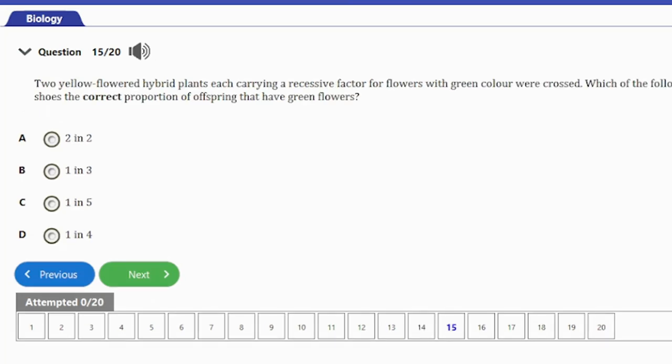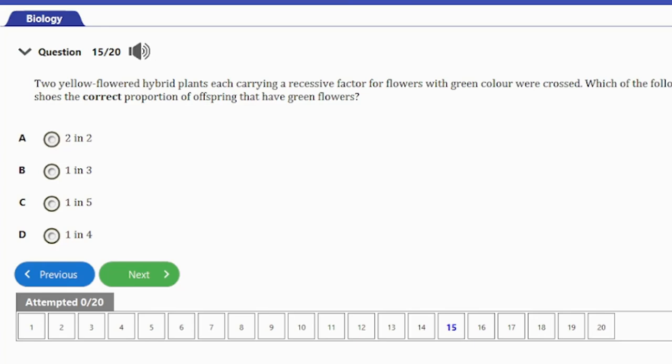Question number 15. It says two yellow flowered hybrid plants, each carrying a recessive factor for flowers with green color, were crossed. Which of the following ratios shows the correct proportion of offspring that have green flowers? So guys, obviously, all right, let's look at the options. 2 in 2, 1 in 3, 1 in 5, 1 in 4.